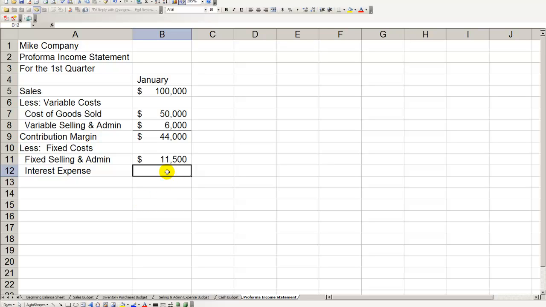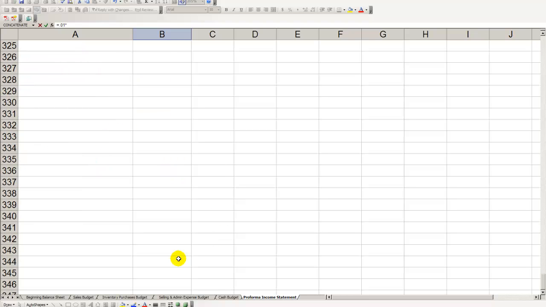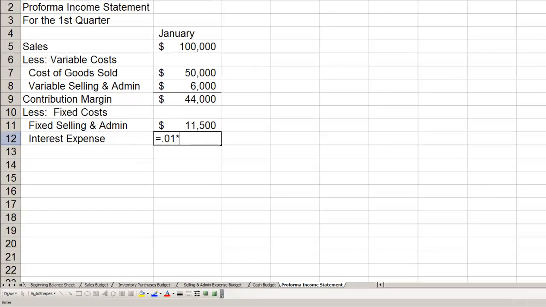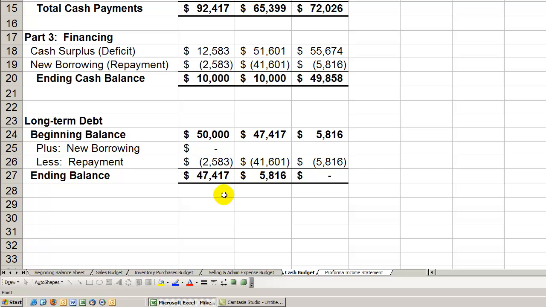And our interest expense is equal to, if you recall, 1% of the beginning balance of long-term debt. So you can calculate it. It also happens to be the same amount that we pay in interest expense on our cash budget. We'll just recalculate it. It's equal to 0.01 times our beginning balance of long-term debt. We've already calculated our beginning balance of long-term debt on our cash budget. We keep that running balance of long-term debt.